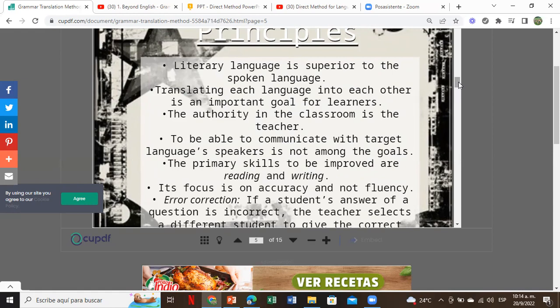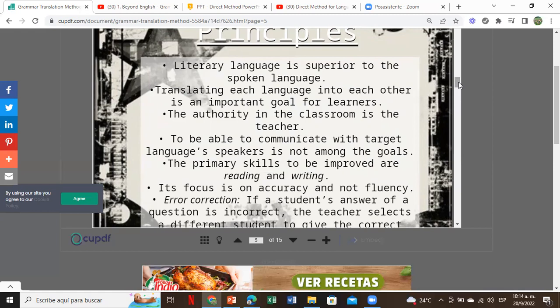The primary skills to be improved are reading and writing. Grammar translation is not applied in the audiolingual method, is not applied in the silent way, is not applied in the direct method. In this case, grammar translation is applied in reading and writing. I don't like to use it in writing because for me, writing is grammar. Writing is grammar, but in the case of reading, yes, I like it.